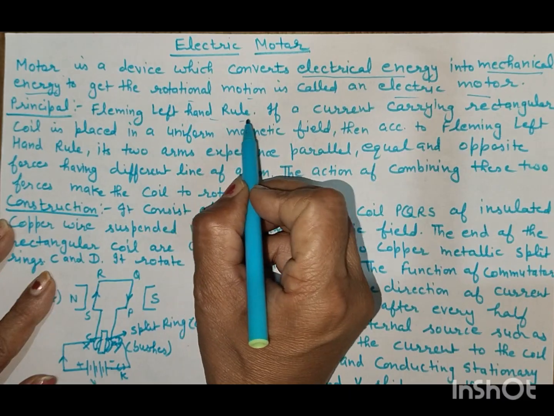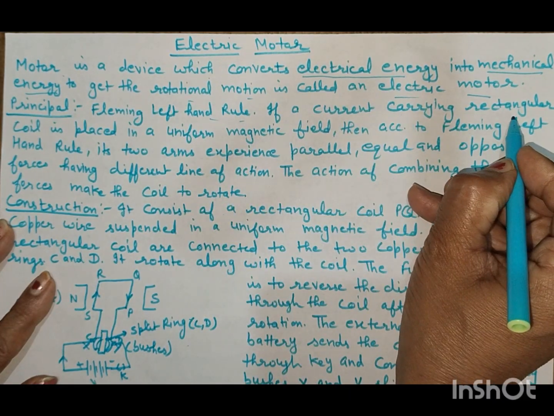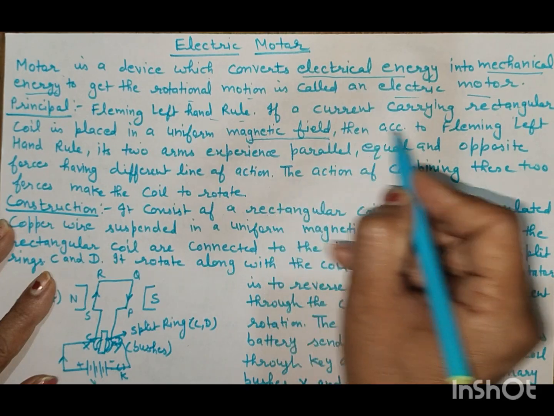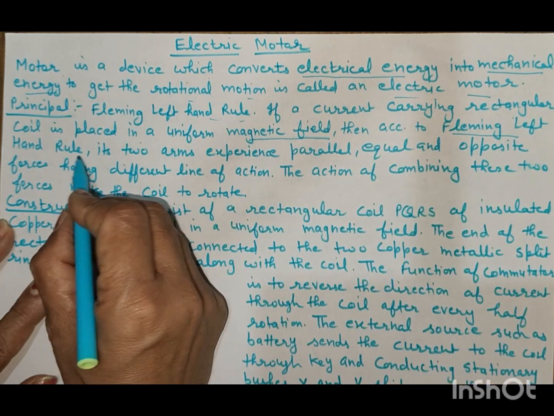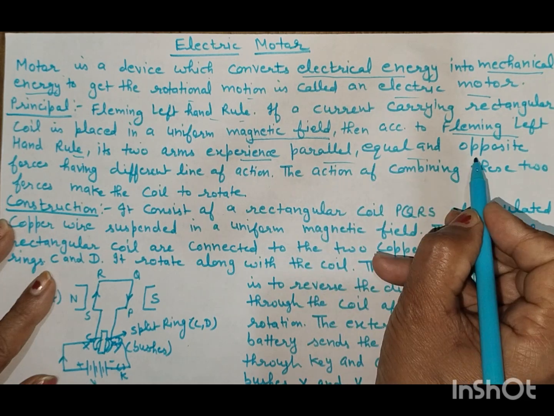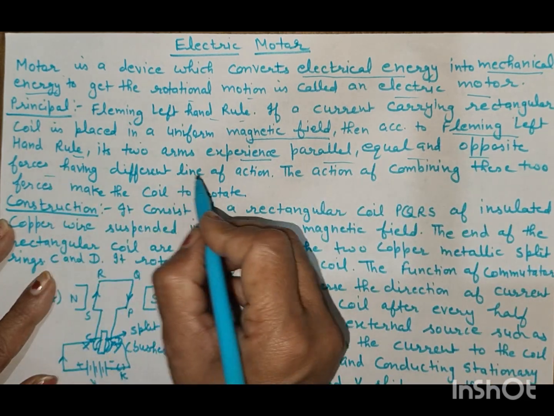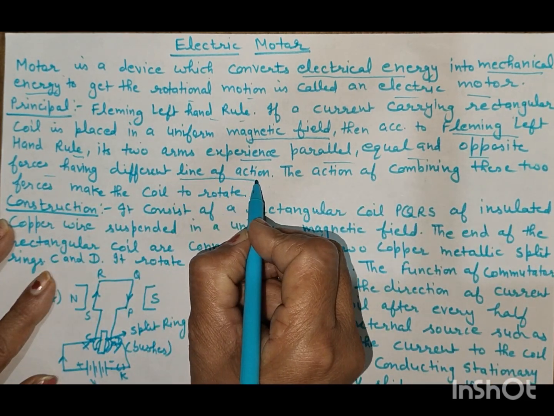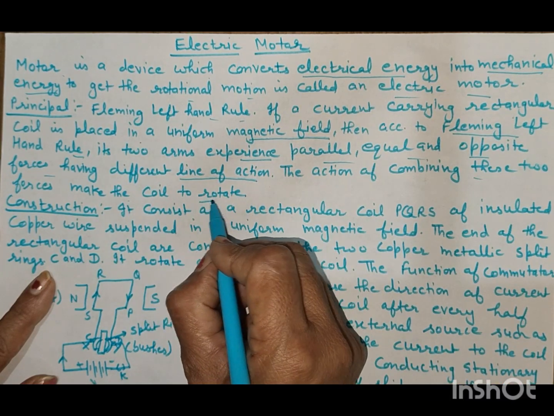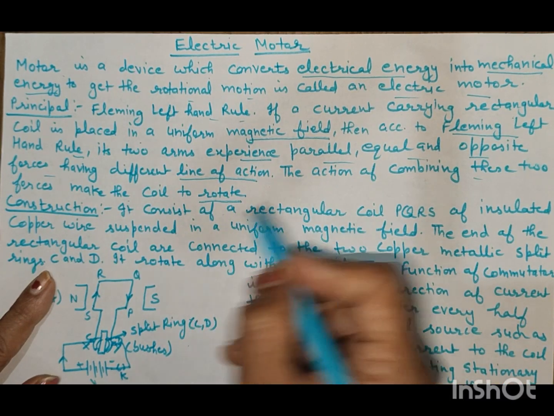Fleming's left hand rule. If a current carrying rectangular coil is placed in a uniform magnetic field, then according to Fleming's left hand rule, its two arms experience parallel, equal and opposite forces having different lines of action. The action of combining these two forces makes the coil rotate.